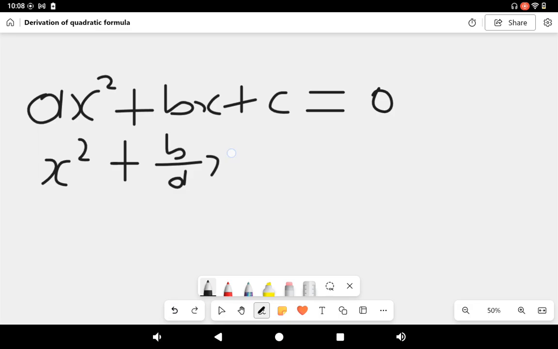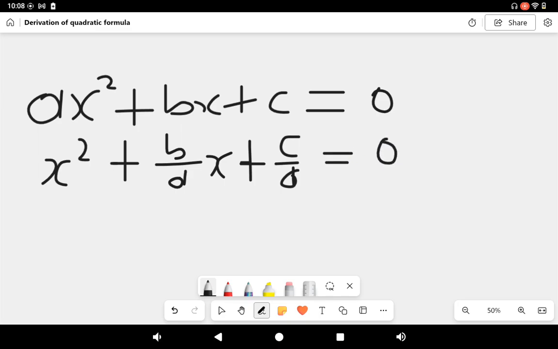So b over a times x, then plus, in the third term, we're just going to have c divided by a, then equals 0, right?